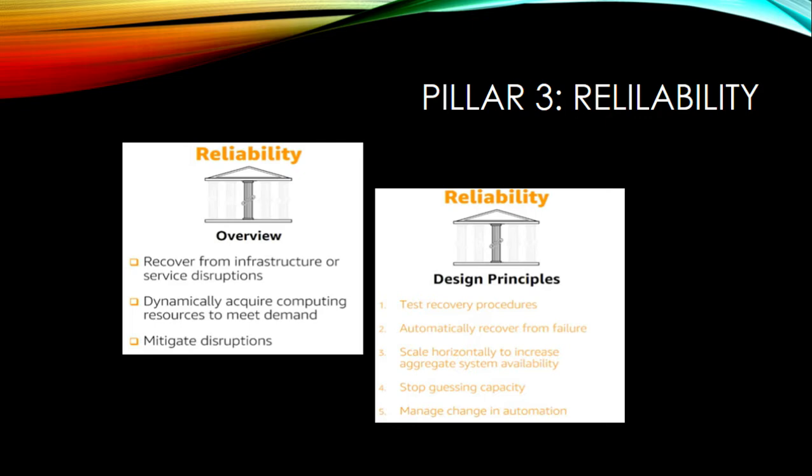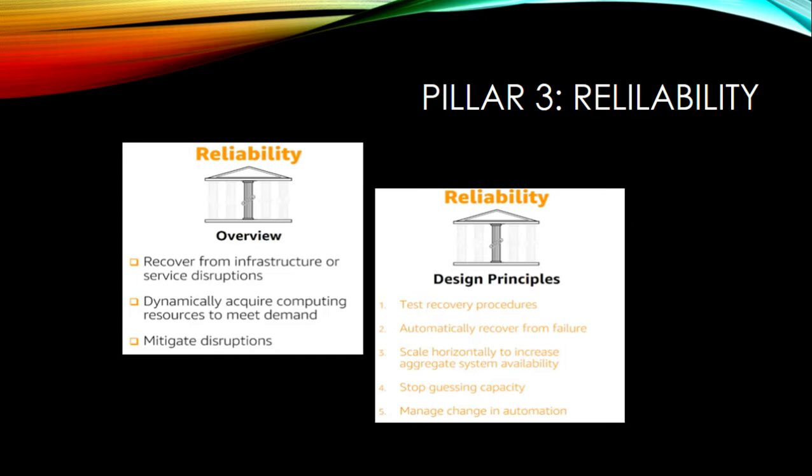Scale horizontally to increase aggregate system availability. So this is more about replacing one large resource with multiple small resources in order to reduce the impact of a single failure on the overall system. So distribute requests across multiple smaller resources to make sure that they don't have a common point of failure. It's basically a single point of failure that is avoided here.